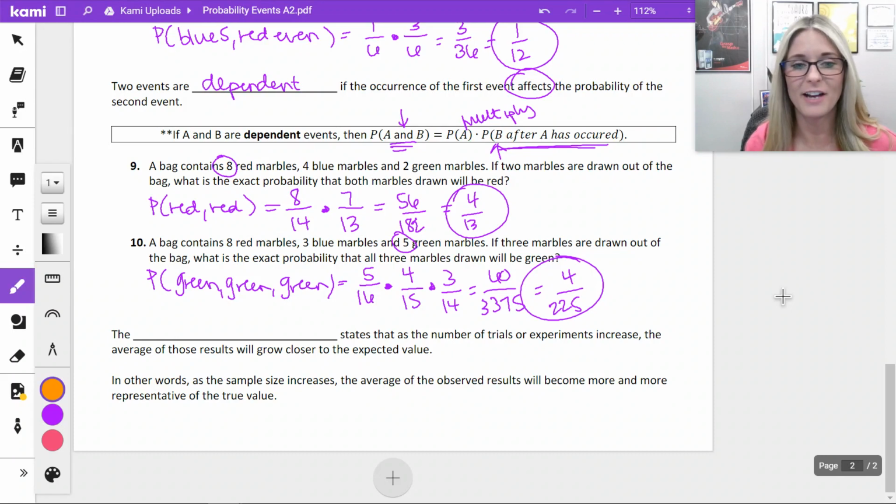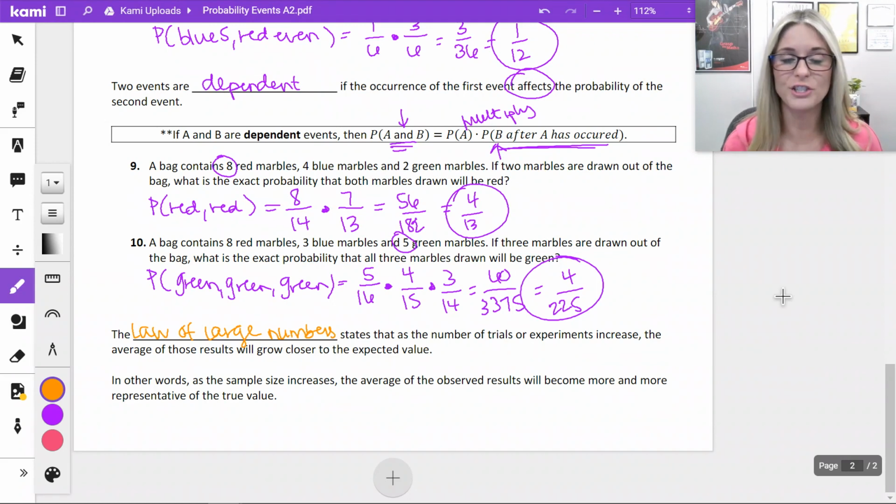Last little bit here, I've got to mention it. It's in your standards. The law of large numbers. Okay, the law of large numbers states that as the number of trials or experiments increase, the average of those results will grow closer and closer to the expected value. The more times I do a probability event, like drawing marbles, the more trials or experiments that I do, the closer and closer it will get to the theoretical probability.